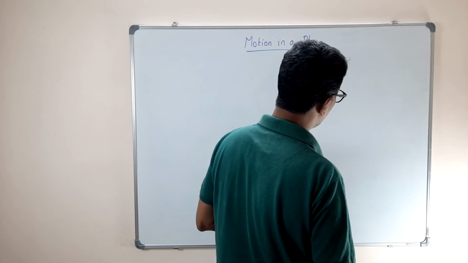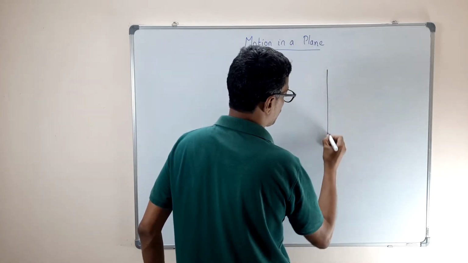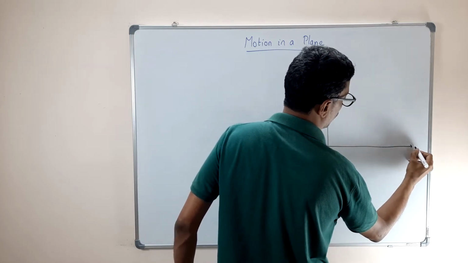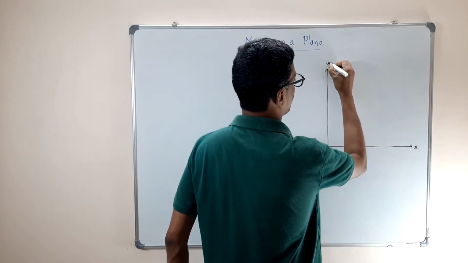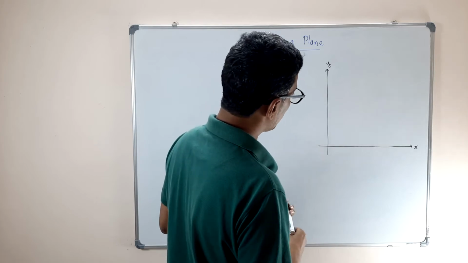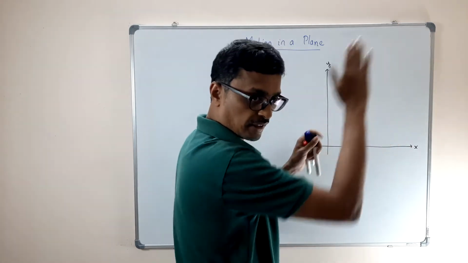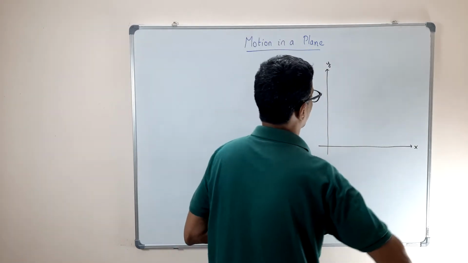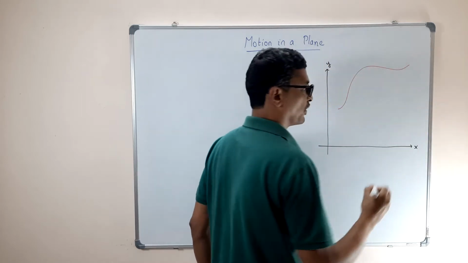So in 2 dimensions, what happens? Let me call this your x-axis, correct? And this is your y-axis, correct? Then we can define some trajectory. A trajectory means the path of a body. Some body is moving, some particle is moving. Let us say it moves from here to here, something like this.